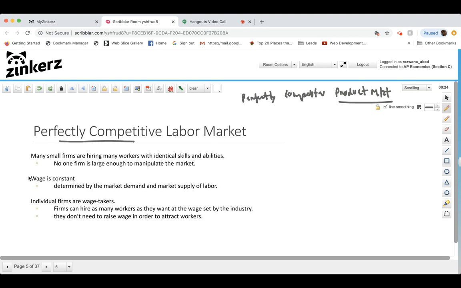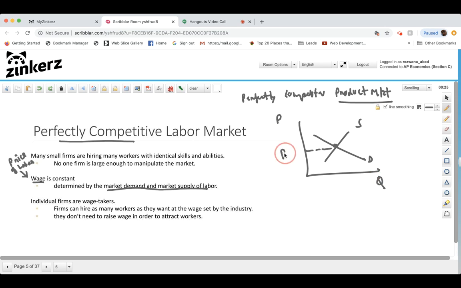And the wage, why we're talking about wage, is the price of labor. So farms have to pay a price in order to hire workers. That price to hire laborers is the wage, and the wage is constant. It is determined by the market demand and market supply of labor. Just like we saw in perfect competition in the product market, the intersection of supply and demand gave us equilibrium price and equilibrium quantity.